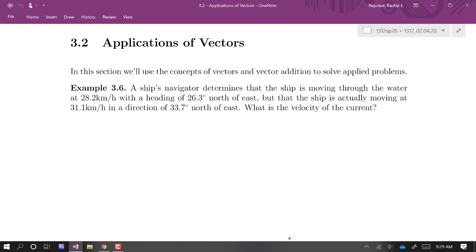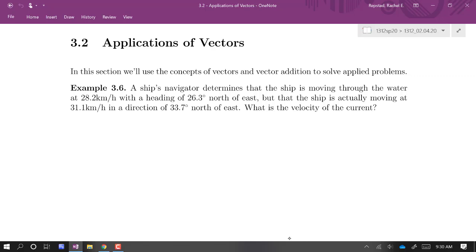So it looks like the current is helping it move along, maybe it's going with the current mostly. It makes it go a little faster, or maybe changes its heading a little bit. That makes intuitive sense. And we should be able to figure out the velocity of the current from this information.